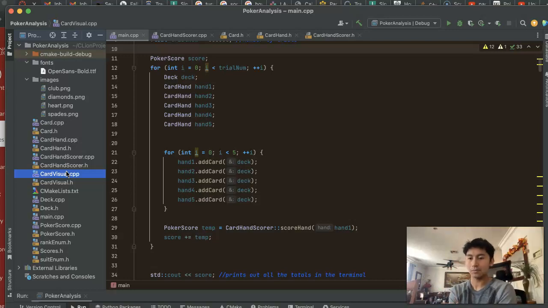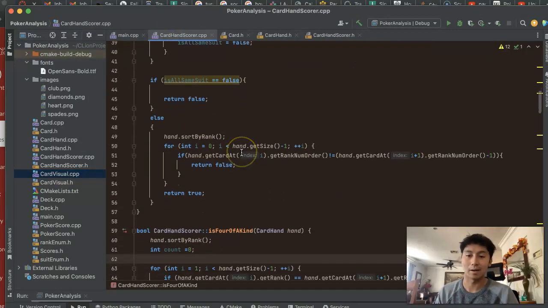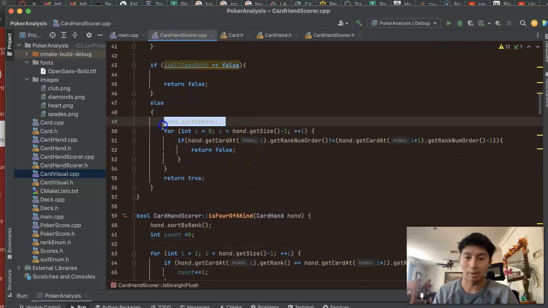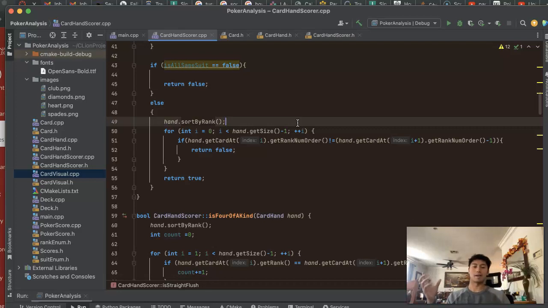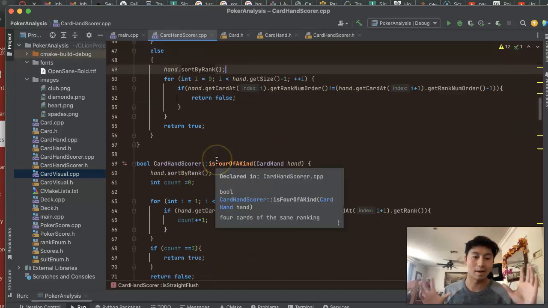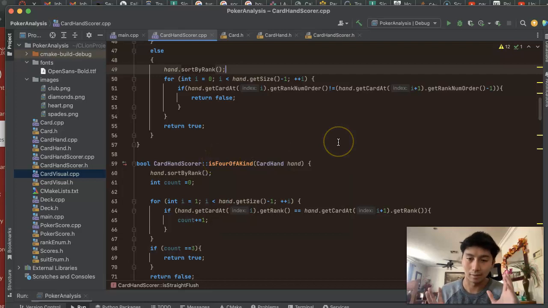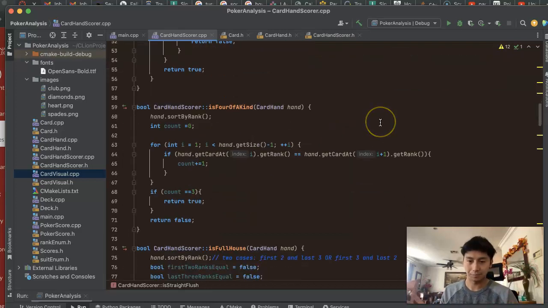One breakthrough that I really had, which made my life a lot easier, was a function that I made in my card hand class called sort by rank. This function sorts all the cards in the hand from the lowest rank to the highest rank, and essentially just made implementing all of my bool functions for checking which hand is met a lot easier.